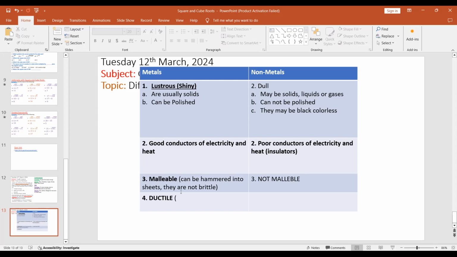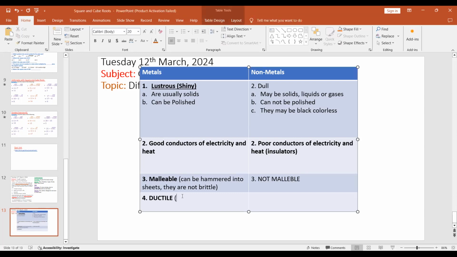But ductile means that they can be drawn into a wire. For example, copper wire. So malleable means that they can be hammered into sheets. Ductile means that we can form them into wires. And obviously, non-metals are not ductile.